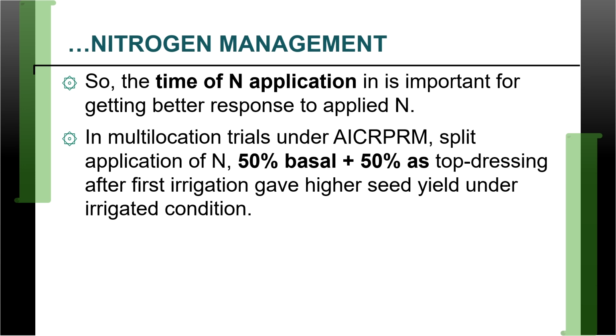In multi-location trials under AICRPRM, All India Coordinated Research Project on rapeseed and mustard. Remember, AICRPRM means All India Coordinated Research Project on rapeseed and mustard. So split application of nitrogen, 50% basal, means half of the recommended dose should be applied at the time of sowing, and the remaining half as top dressing after the first irrigation. So this is a general recommendation of nitrogen for irrigated conditions.